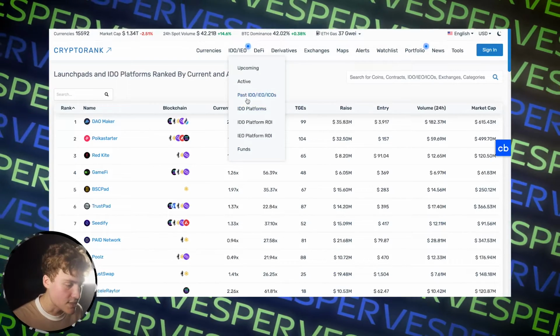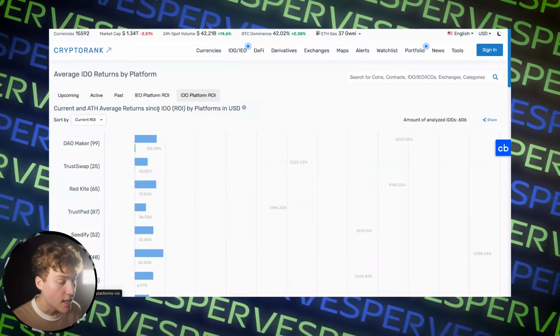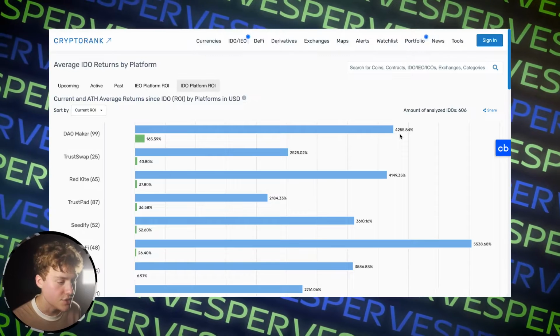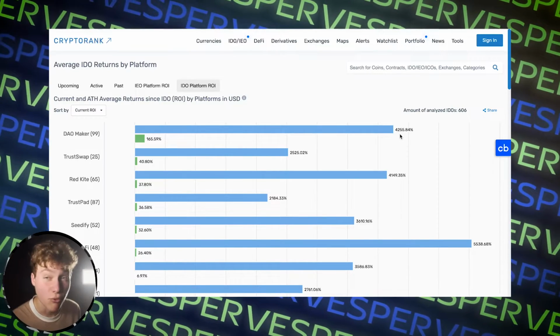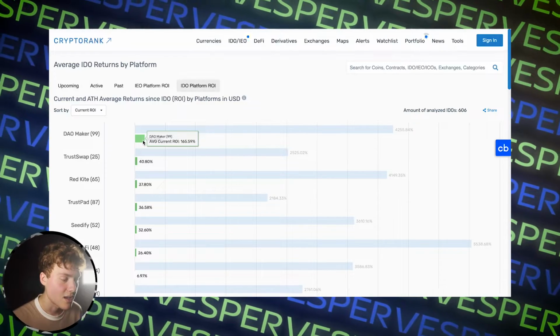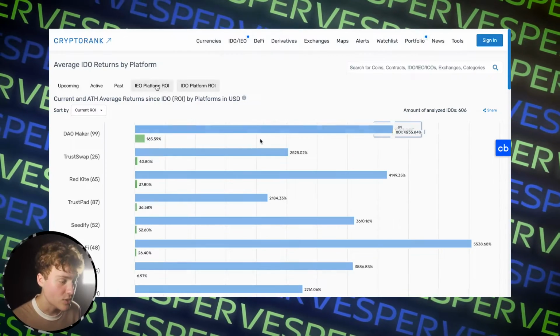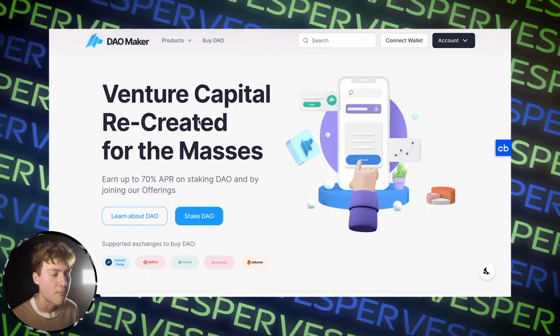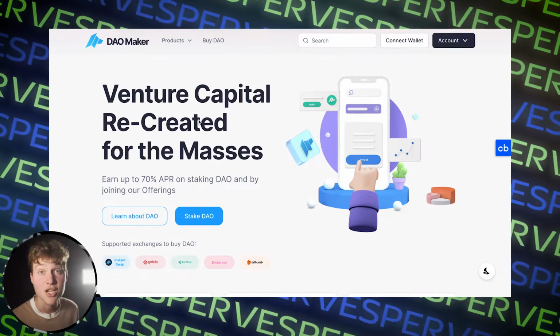For example, I can get to IDO platforms ROI, and here you can see DAO Maker gives the biggest returns. The average all-time high for the projects is like 42x, and the average current ROI is 1.6x, which is quite good as well. DAO Maker is certainly the best one. DAO Maker is like Binance in the centralized exchange industry.